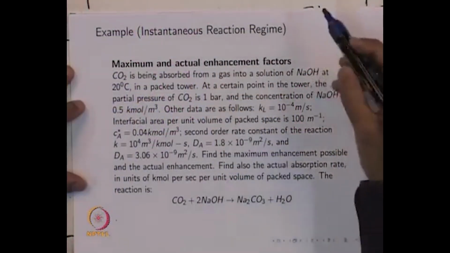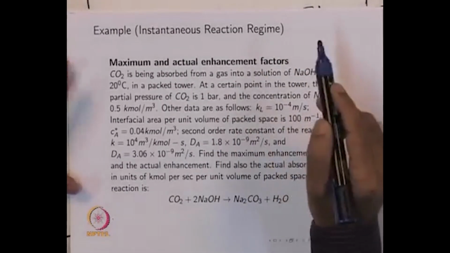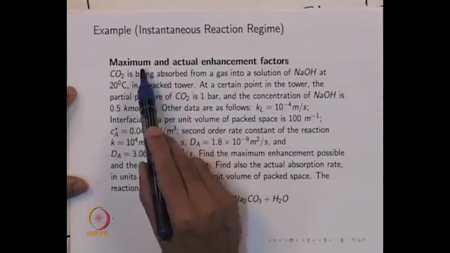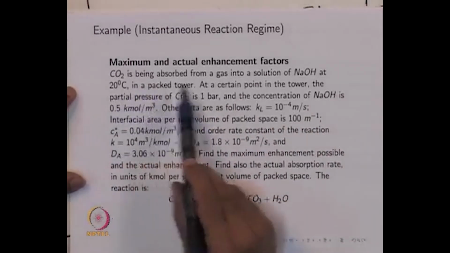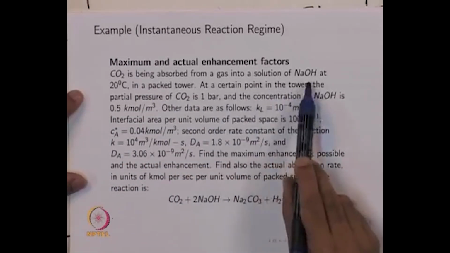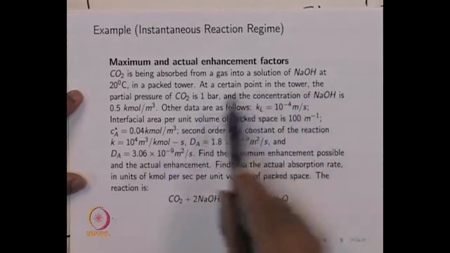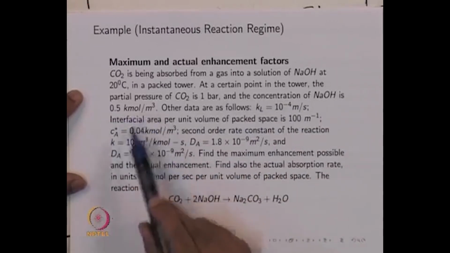Okay, in order to see how these things work, let us take an example. We look at this example here for the instantaneous reaction regime and the transition to the instantaneous reaction. The example is about calculation of the maximum enhancement factor and the actual enhancement factor. Let me read the problem. Carbon dioxide is being absorbed from a gas into a solution of sodium hydroxide at 20 degrees centigrade in a packed tower. At a certain point in the tower, the partial pressure of carbon dioxide is 1 bar and the concentration of sodium hydroxide is 0.5 kilomoles per meter cubed.